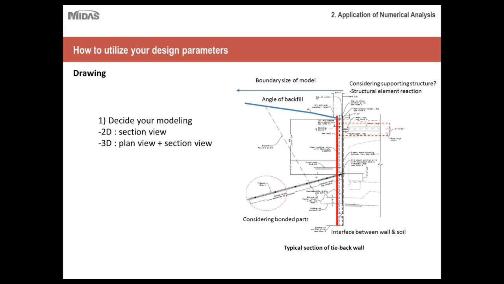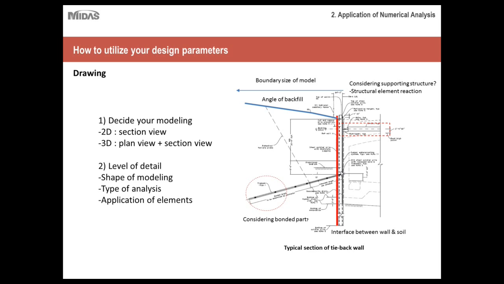We'll discuss deciding between 2D and 3D modeling later on in our courses, but just keep in mind that there are two main types of numerical modeling, 2D and 3D, and it's really on the engineer to decide which one is best for his or her project.